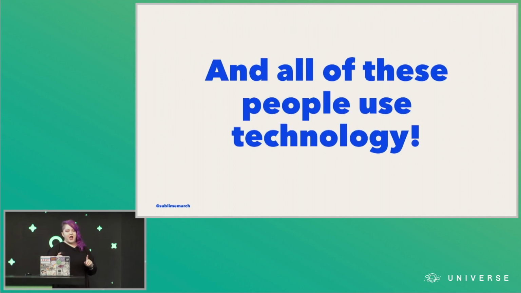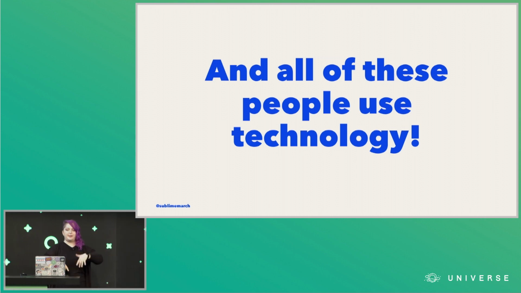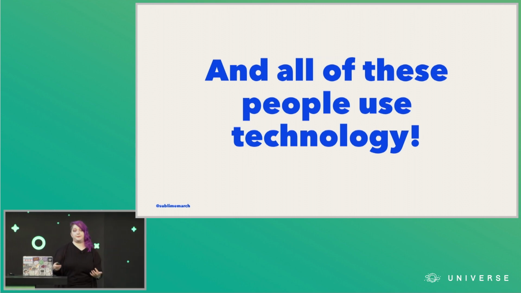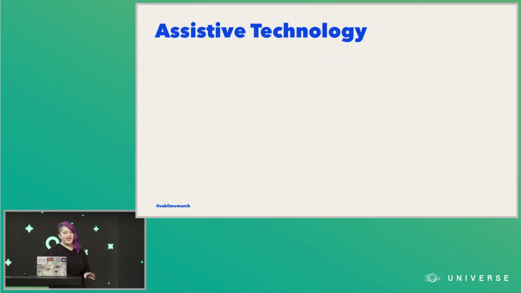And here's the kicker. All of these people use technology. They use the internet. Whoa, right? Whenever I give a talk like this, there's always somebody who I talk to after who is shocked that there's somebody who's paralyzed from the neck down who's using their website. They're surprised that people who are blind use their website. All of these folks use technology, and it's helped in part by assistive technology.